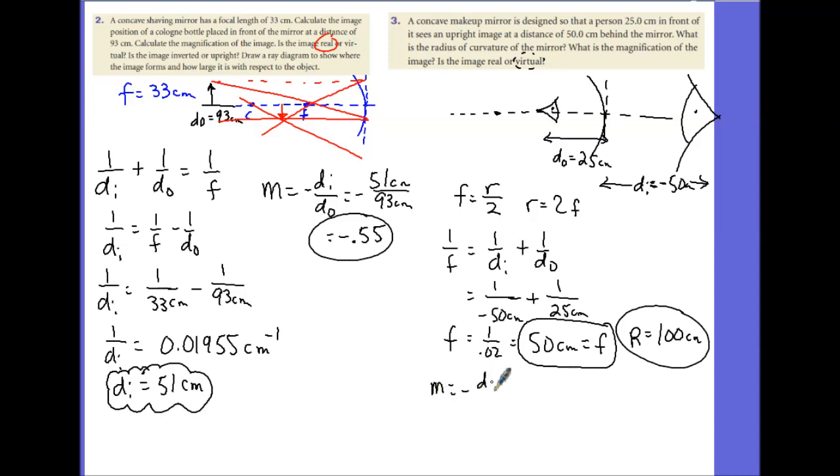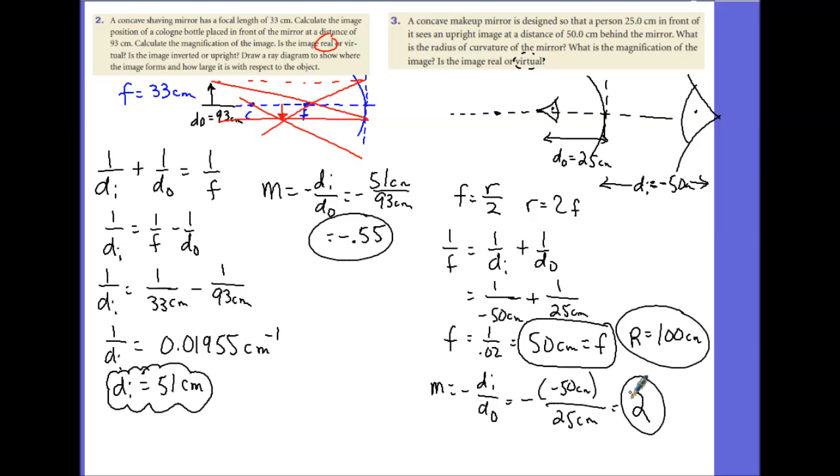Magnification again is negative di over do, and in this case di is a negative 50, do was a positive 25, and so we get the two negatives cancelling, which is what we'd expect. It's an upright image there, and so we get a magnification of 2. So that image would be twice as big as the object.